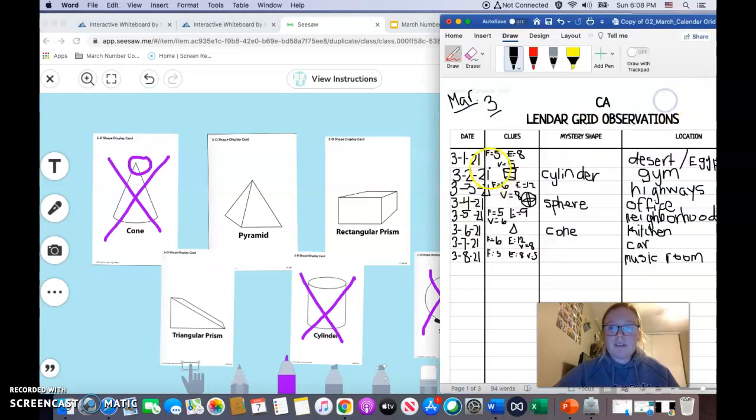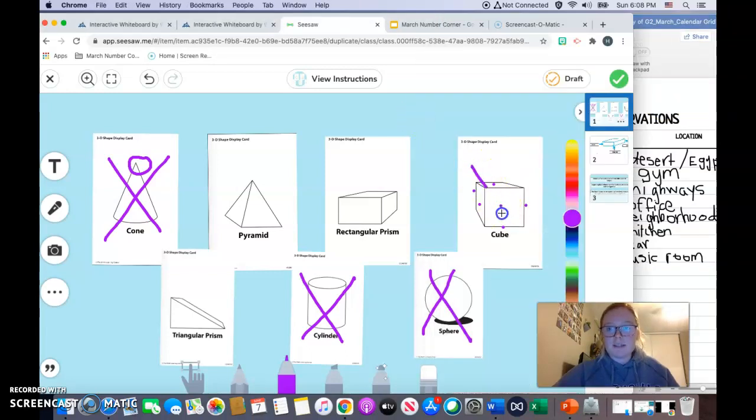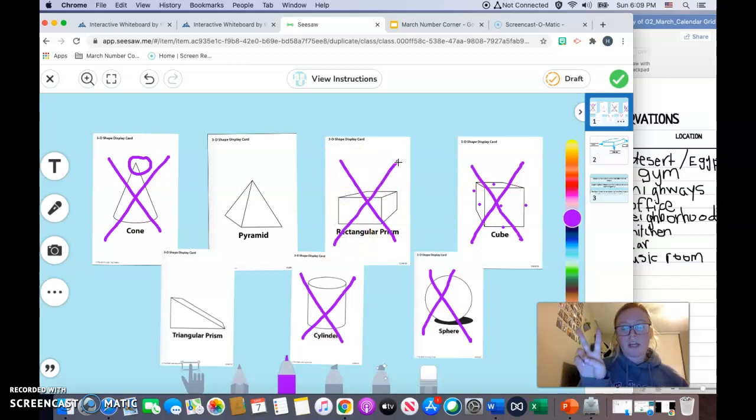You're right, we're looking for 5 faces, and this one has 6. So I'm going to cross out my cube because I know that it has 6 faces. It has more than what we're looking for. And if our rectangular prism is similar to our cube, then I'm also going to cross that out. Okay, boys and girls, that leaves us with 2 shapes. Let's take a look at these shapes.